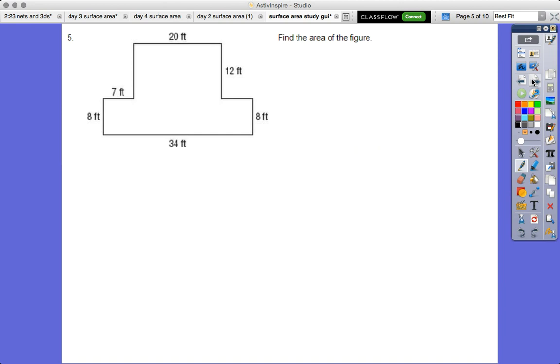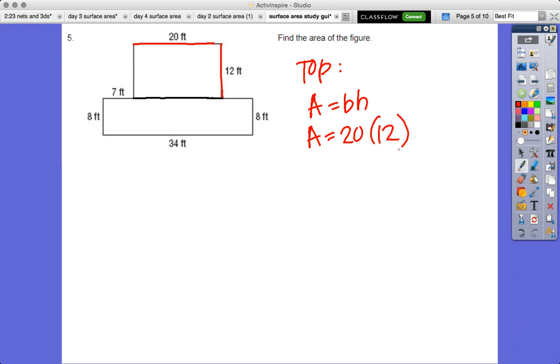All right, so let's look at number 5. Once again, we're finding the area of a composite figure. I'm going to go ahead and split this figure into 2 different shapes. So the first thing I'm going to do is find the area of the top figure. So area equals base times height. I see that the base is 20 and the height is 12. 20 times 12 gives me 240. So the area of this top part is 240.